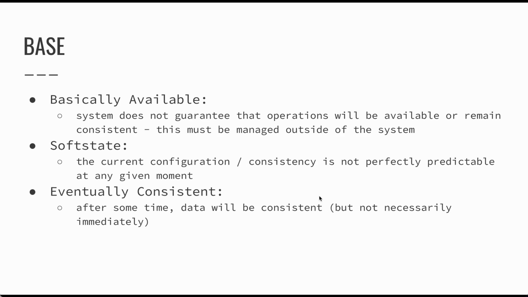The BASE properties are that the system is basically available. The system does not guarantee that operations will be available or remain consistent. This has to be managed within the web application or within some other application, however that data is generated. Soft state, as stated previously, means the state of the database is not perfectly predictable. You don't necessarily know exactly where things are, but with eventual consistency, after some time the data is consistent. Maybe not immediately, but you make an update and your query might not see that update right away, but eventually, with some given time, that will be available.